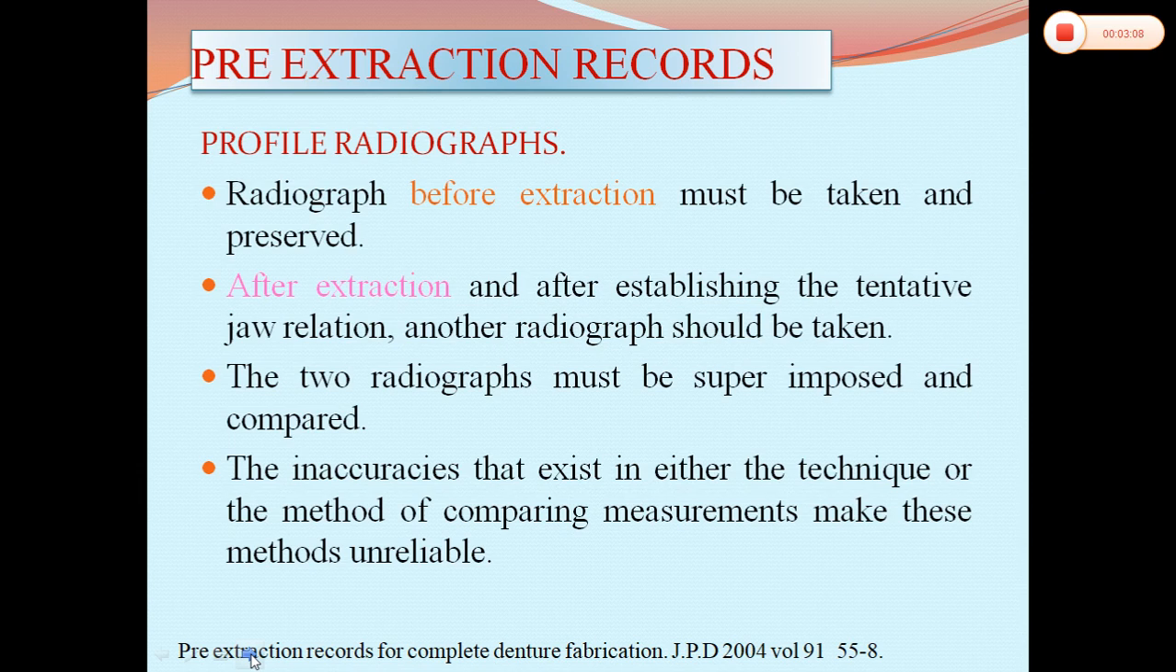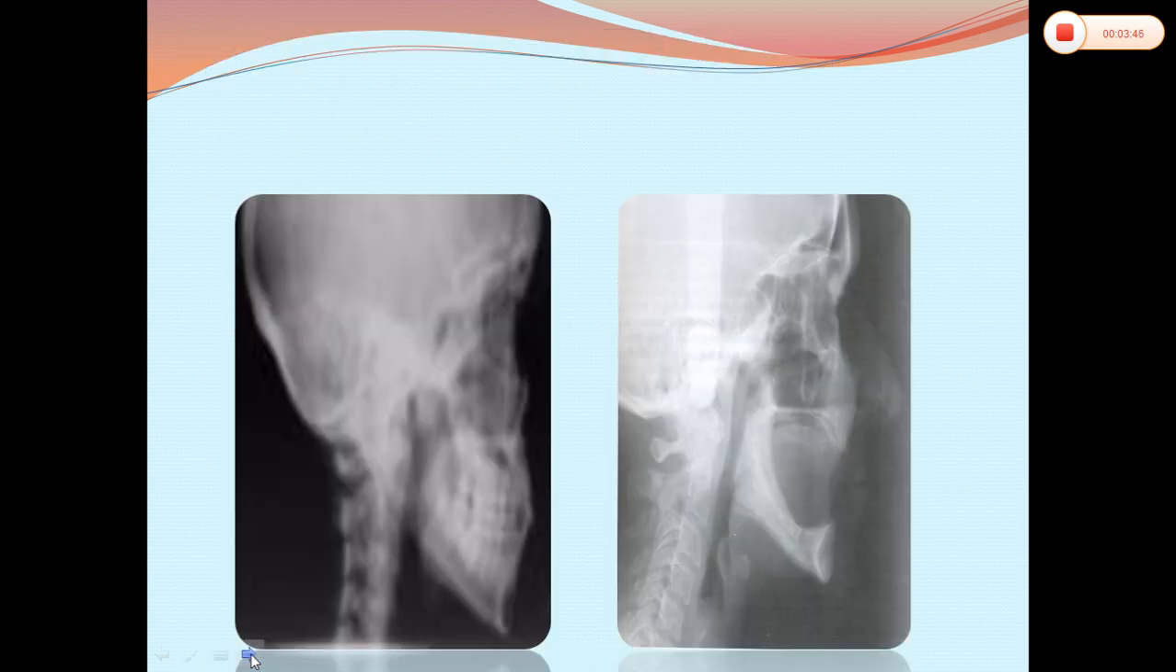Pre-extraction records. Profile radiographs. A radiograph before extraction must be taken and preserved. After the extraction and after establishing the tentative jaw relation, another radiograph should be taken. The two radiographs must be superimposed and compared. The inaccuracies that exist in either the technique or the method of comparing the measurements make these methods unreliable. So you can go through these diagrams.